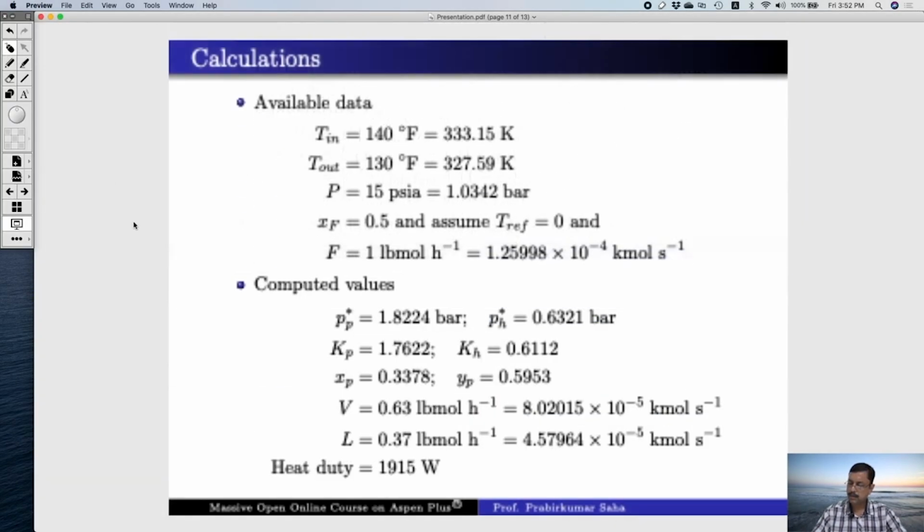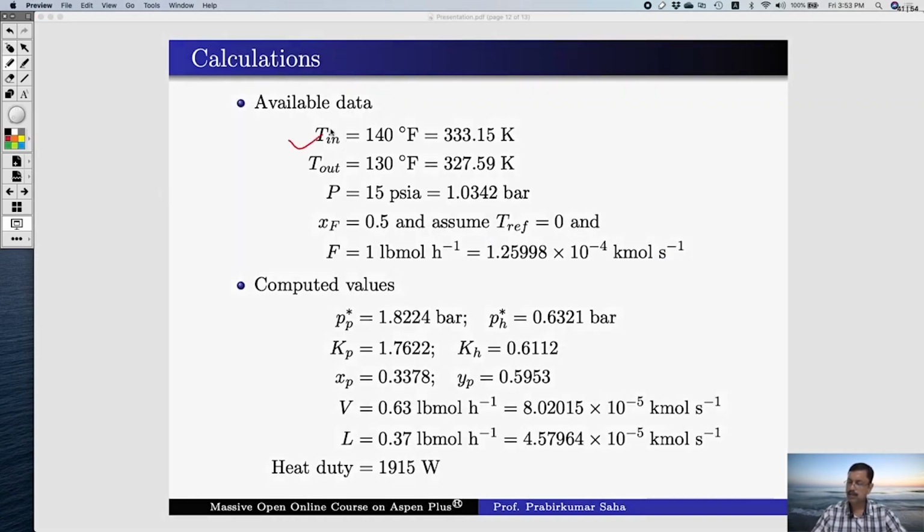So these are the calculations. We have the available data, T in, T out. They have been converted into the SI unit, so also pressure P. Now we have to assume two things. One is reference temperature. We can take anything. I have taken 0. It doesn't matter, because in heat duty calculation it is the difference in enthalpy. So reference temperature should be the same for all the enthalpy calculations. And the feed, basically in a continuous system, everything is calculated on a per mole basis. So just for the calculation sake, we have to take a number. So we have taken 1 pound mole per hour, which in terms of kilomole per second stands to be like this.